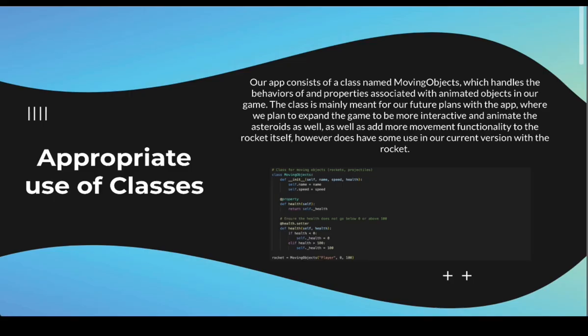So our app consists of one class named Moving Objects, which handles the behaviors and properties associated with all animated objects in our game. The class is mainly meant for future implementations and plans with our app when we plan to make our game more interactive and animate the asteroids as well, adding more movement functionality to the rocket itself. The code is shown here.